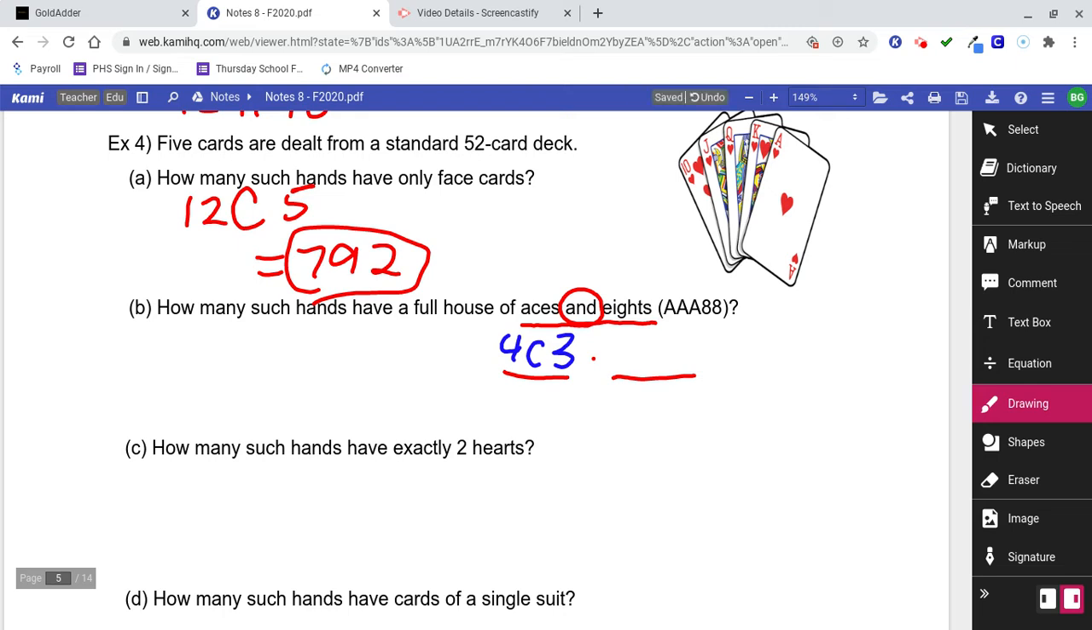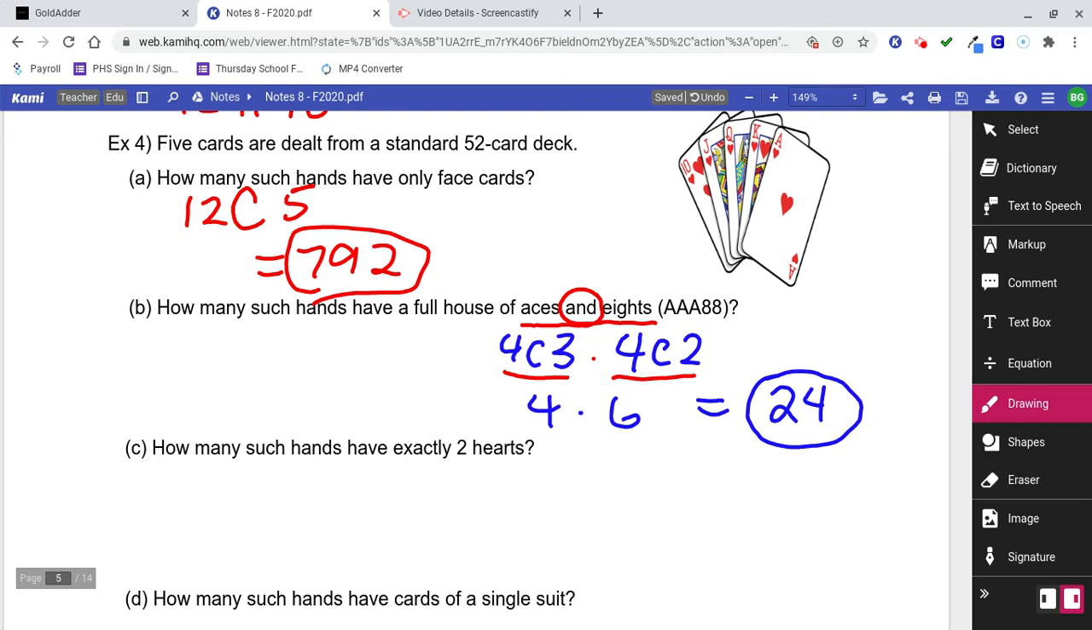Now we look at the 8s. How many 8s are there and how many am I selecting? 4 choose 2. We have 4 choose 3 times 4 choose 2. 4 choose 3 is 4. 4 choose 2 is 6. 4 times 6 is 24. That's a pretty good idea of what you're going to see. Some of the problems get kind of tough. They'll get tougher than that.